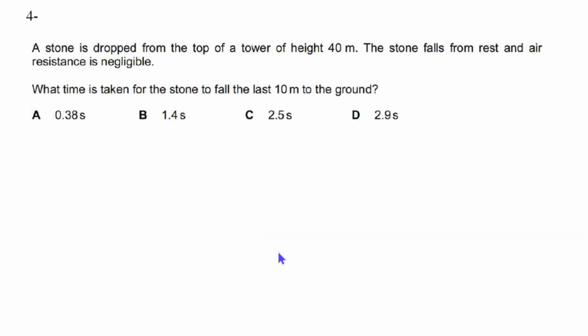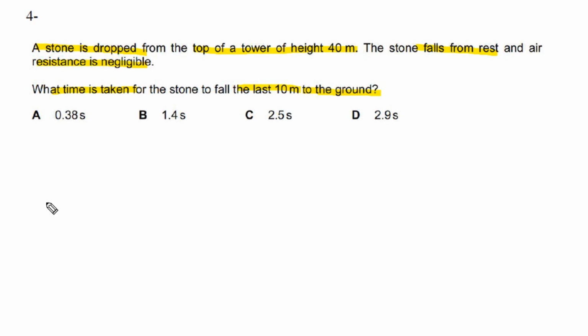First of all, let's try to understand what is given to us. For this question, a stone is dropped from the top of a tower of height 40 meters. The stone falls from rest and air resistance is negligible. What do we need to find? We need to find the time taken for the stone to fall the last 10 meters to the ground. This is very important: the last 10 meters to the ground, not the total time taken.